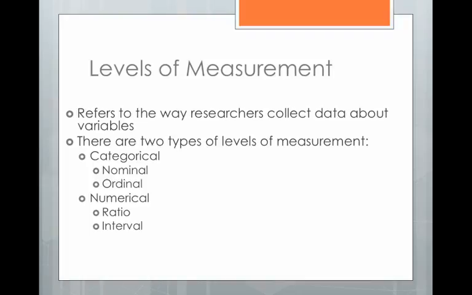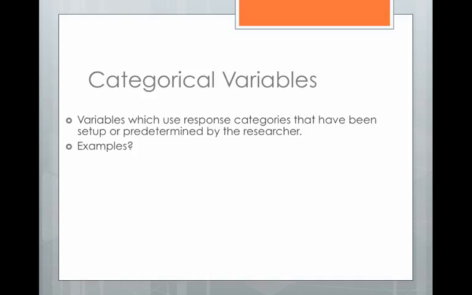So first of all, there are two types of levels of measurement. There are categorical and numerical. And so categorical items or variables are variables that have answer categories, whereas numerical level variables are variables that have numbers as the response categories. So let's talk about these individually. Let's start with the categorical variables. So categorical variables are variables where the response categories have been set up or predetermined by the researcher.